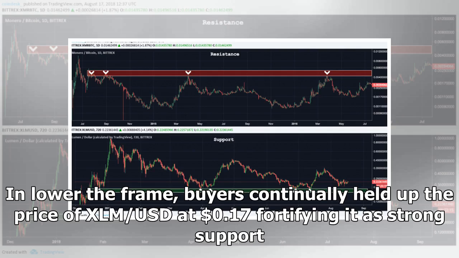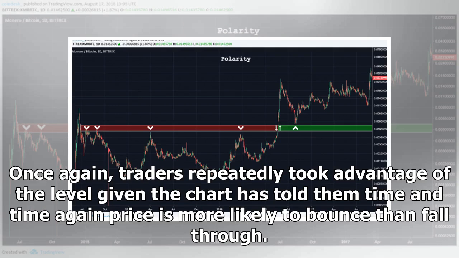In the lower frame, buyers continually held up the price of XLM/USD at 17 cents, fortifying it as strong support. Once again, traders repeatedly took advantage of the level, given the chart has told them time and time again price is more likely to bounce than fall through.